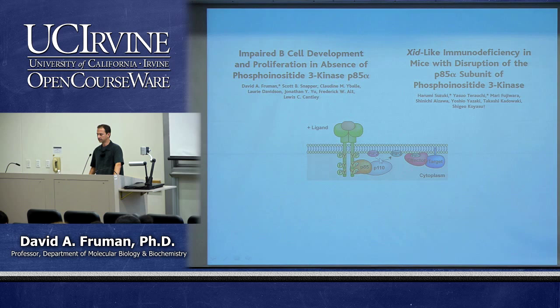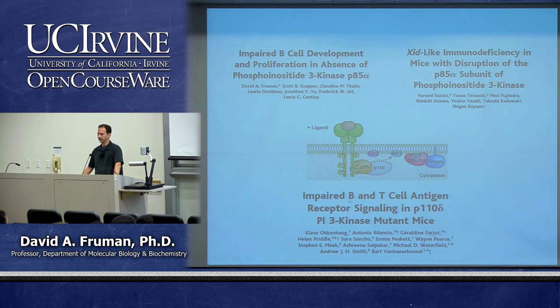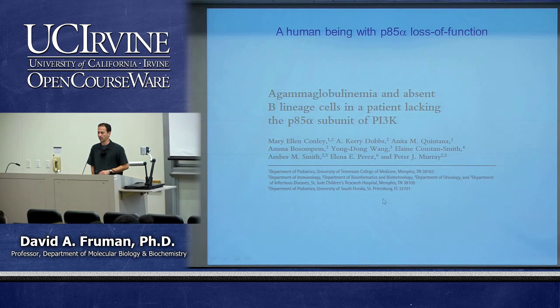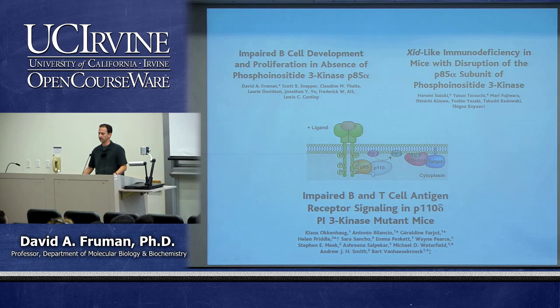Later on, another group knocked out the P110 gene, and they found very similar defects in B cells as well as T cells. And then, to my great satisfaction, or I guess I'm not happy that there's a human patient with this disease, about 10 years later our work in mice was validated by the finding of a human patient who has a mutation in the human gene for P85, and they also don't have B cells and can't make antibodies. In the time since then, what we've been working on in my lab is trying to understand more about the details of this pathway in normal B cells as well as leukemia cells and lymphoma cells.